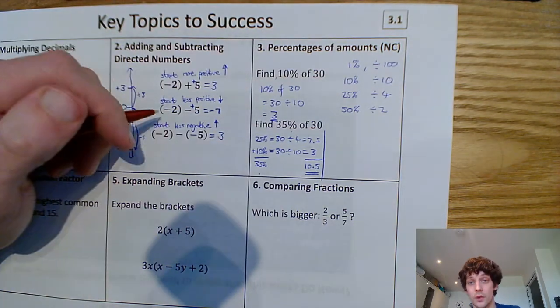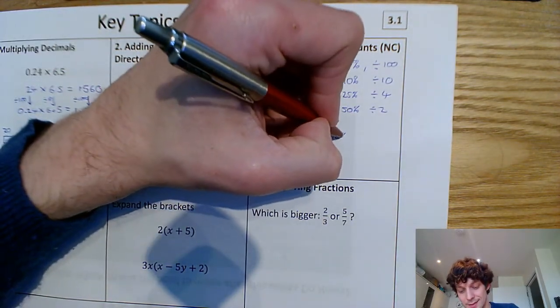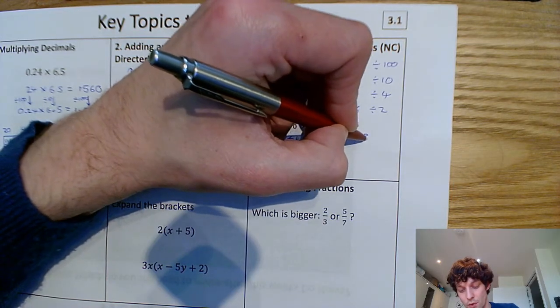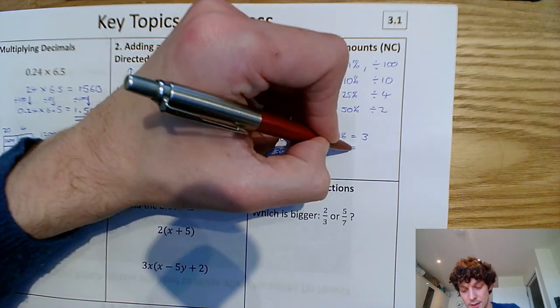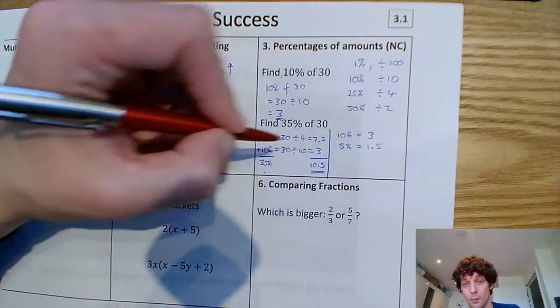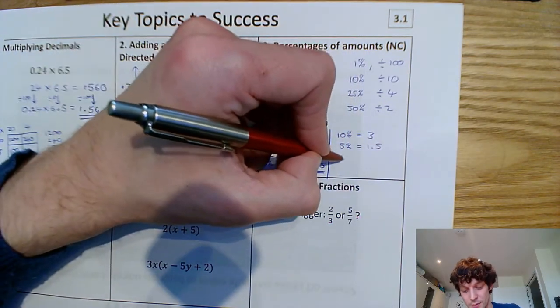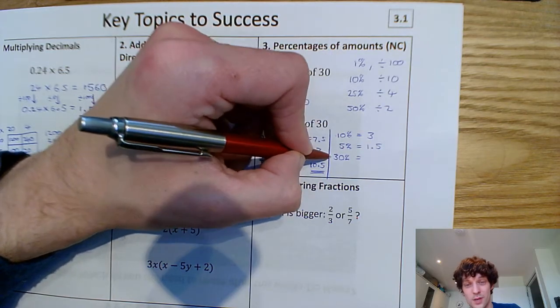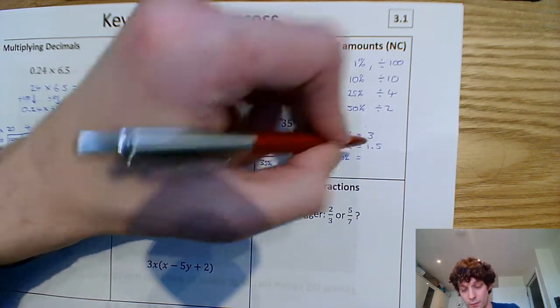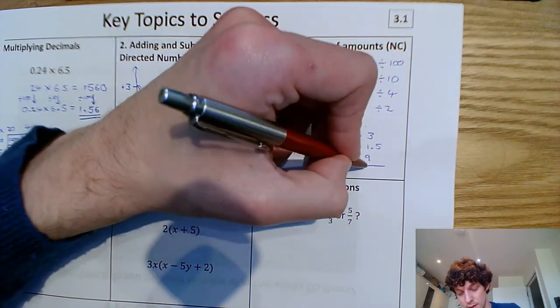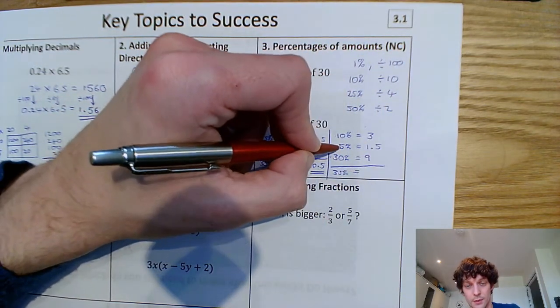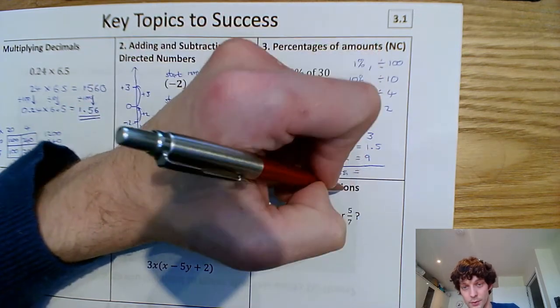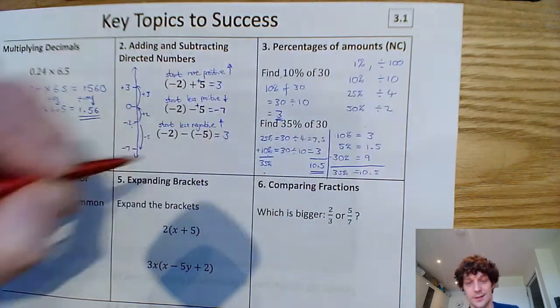Okay, another way that you could have done that was to use this 10% being 3 to say, well, if 10% is 3, 5% is half of that, is 1.5, 30% is 3 times 10%. So 3 times 3 is 9, so 35% is 30% plus 5%, or 9 plus 1.5 is 10.5.